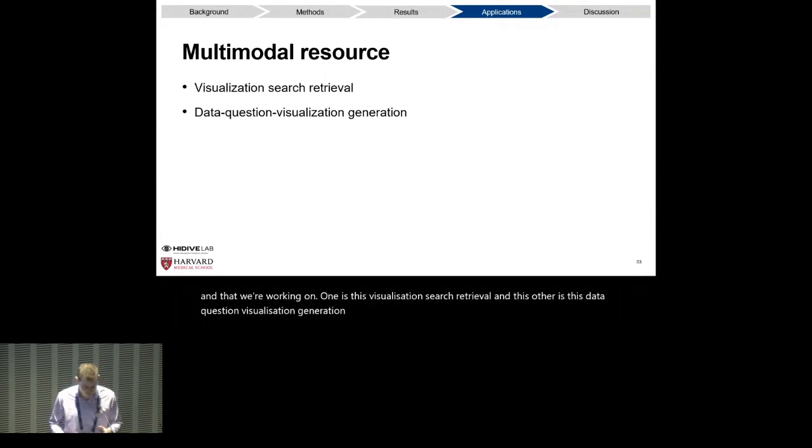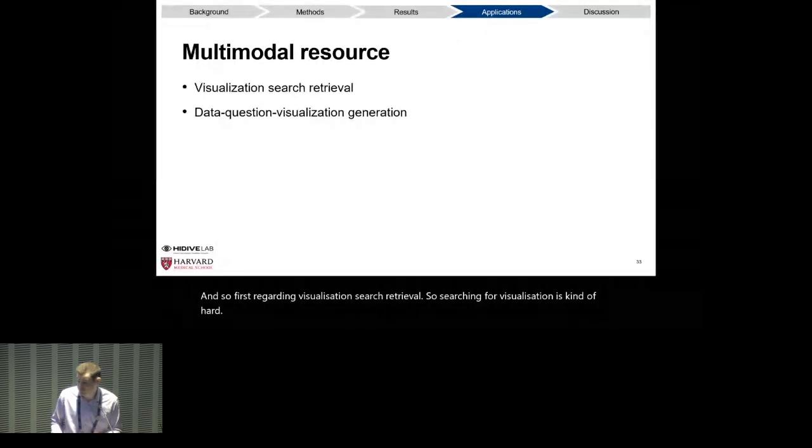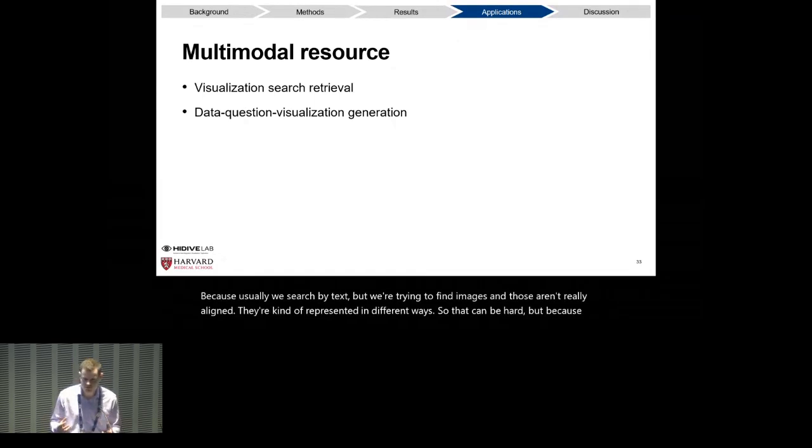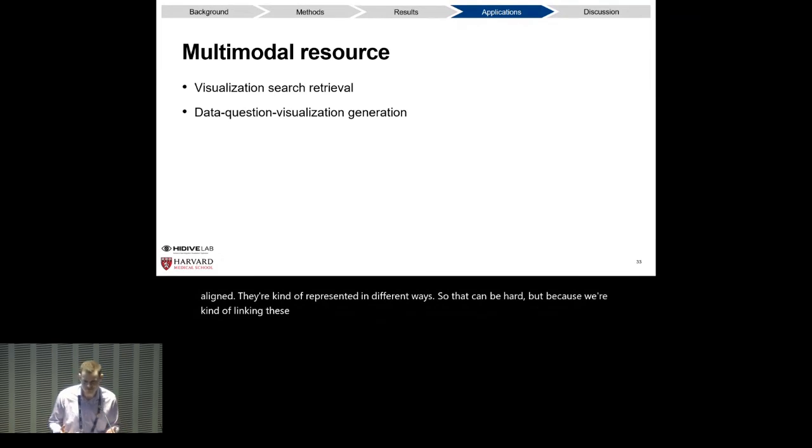And so first, regarding visualization search retrieval. Searching for visualizations is kind of hard because usually we search by text, but we're trying to find images, and those aren't really aligned. They're represented in different ways, so that can be hard. But because we're linking these modalities, we might be able to create this in a better way.